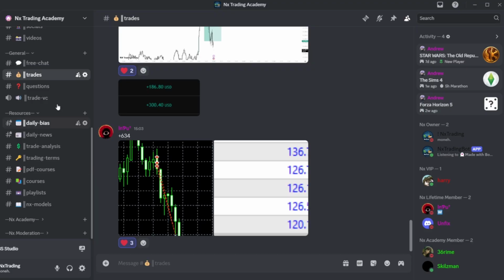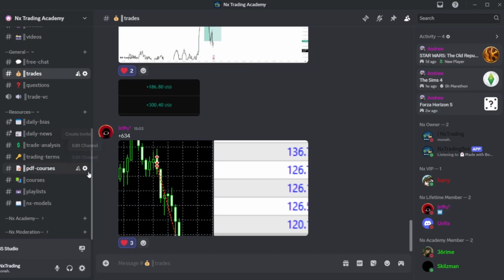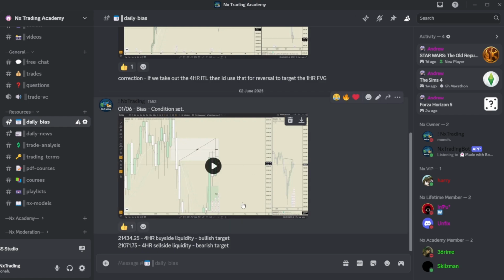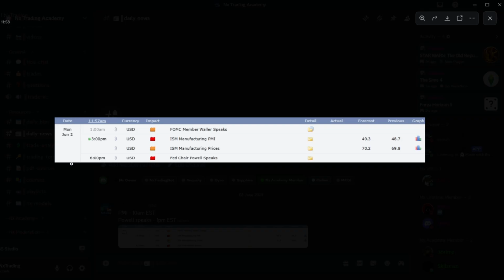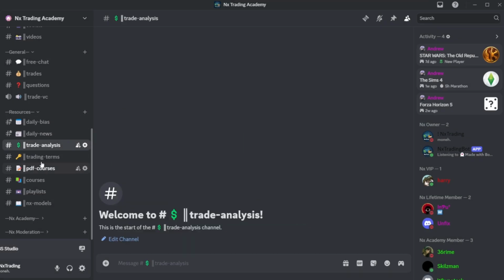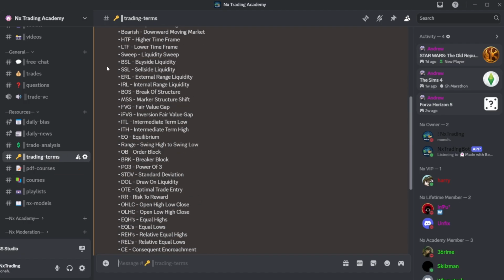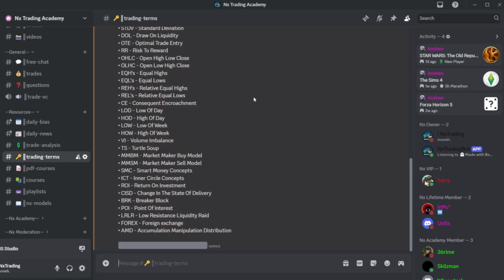So this Discord has a lot of resources. These are all free resources. We have my daily bias, where I give daily bias videos explaining where I think the draw on liquidity will be today. We have the daily news, where I post for people what the news is going to be today. My trade analysis, I haven't filled this in yet, but this is where I'm going to be explaining all the confluences for my trade. And we have our trading terms for the new beginners to trading, so they can study these if they don't understand all the abbreviations.